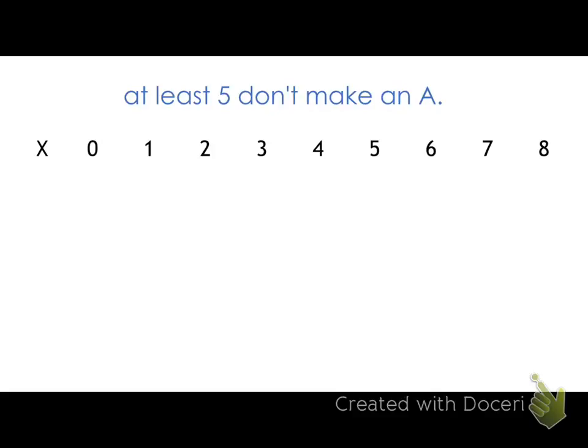Okay, the last one is at least 5, don't make an A. So don't make an A, that's going to change my probability to be 0.72, right? Because they don't make an A. So I need to take that into account whenever I'm plugging it into the calculator. And then at least 5, so I want to include 5, 6, 7, 8. You could do this a couple different ways. I'm going to show you one way, but if you think of a different way, then that will certainly be acceptable as well. So the probability that x is greater than or equal to 5.